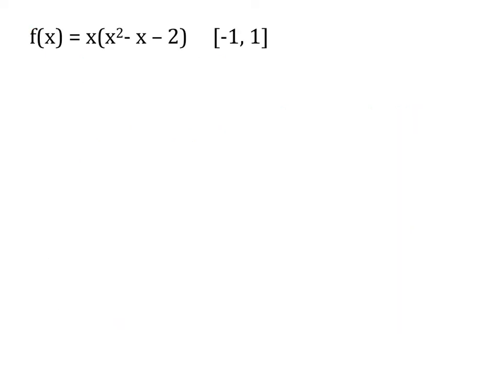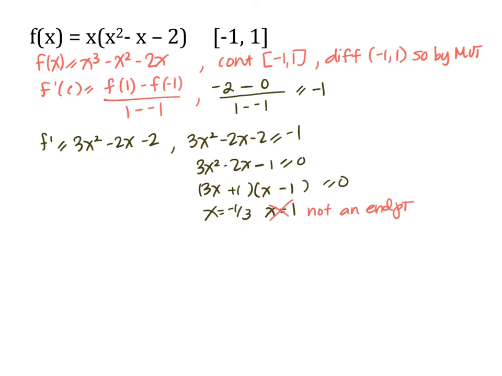Here's another one. Try this one. So again, I multiplied that x all the way through because that derivative would be easier. I do have to make my statements that it is continuous. You're going to get bored with that. It is differentiable, and then I have to tell you that I'm using MVT.